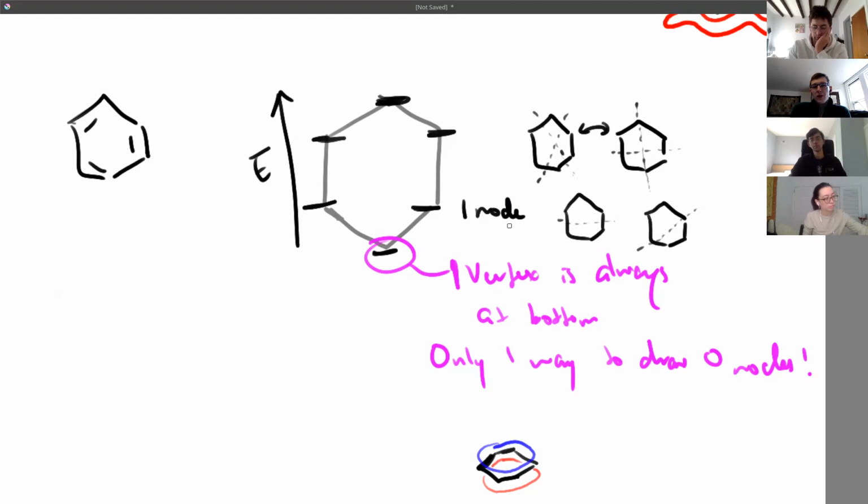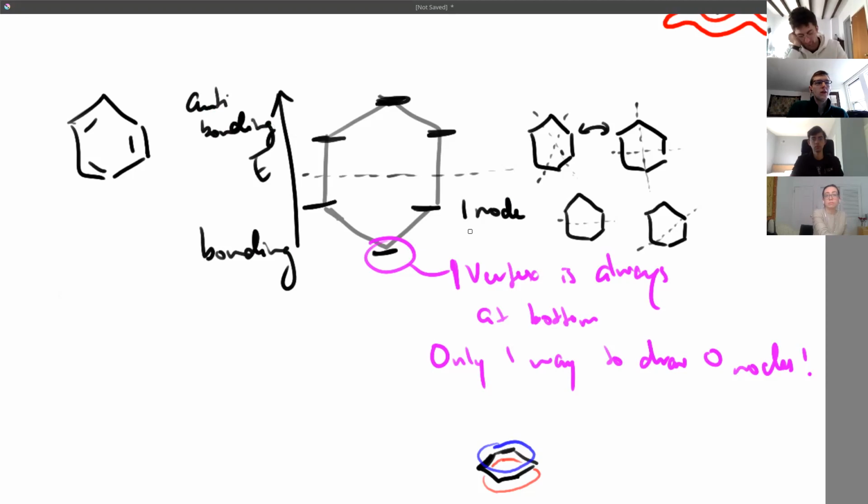The only thing we did different here is that we drew this polygon, and you can have energy levels at the same height. Otherwise, everything else is exactly the same. We draw our line halfway through. This side is bonding, these are anti-bonding. This is 1 node, 0 nodes, 2 nodes, 3 nodes. All right, we fill in electrons from the bottom, going up.